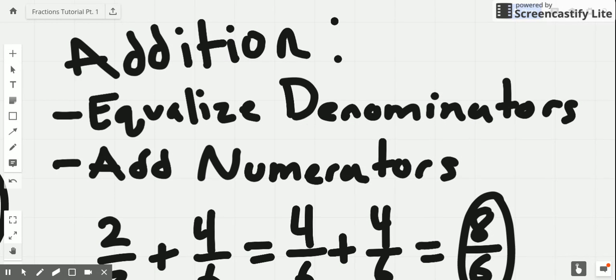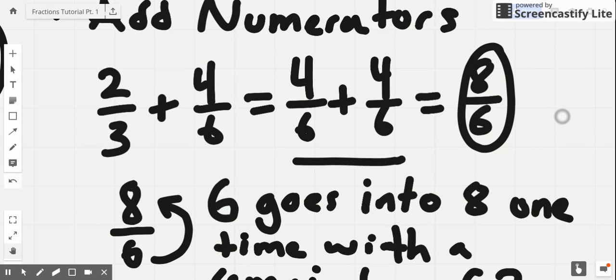Now, side note, it's very important that you only add the numerators and not the denominators. Adding both of the two values together will give you a completely different value, and that's not what you really want. You'll get the answer completely wrong. So, as an example, 2 over 3 plus 4 over 6.